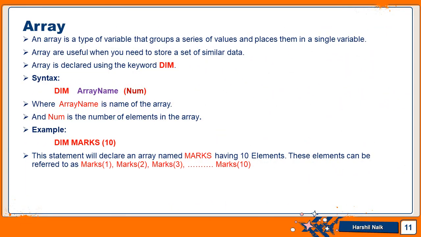Now our next topic is array. An array is a type of variable that groups a series of values and places them in a single variable. Arrays are useful when you need to store a set of similar data. An array is declared using the keyword dim. Syntax: dim array name and number, where array name is the name of the array and number is the number of elements in the array.